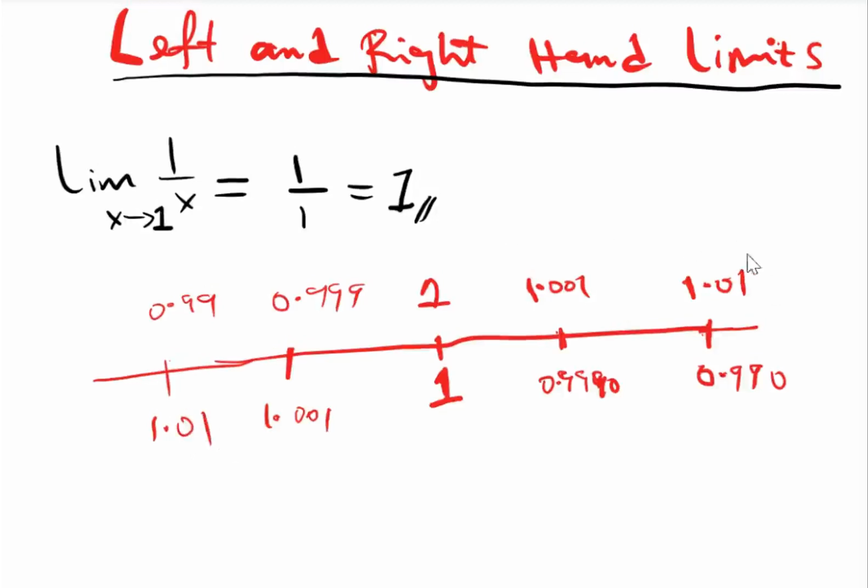At this point, we can say that as x moves from the right towards 1, then our limit as well gets closer to 1. And as x moves from the left close to 1, we can see that our limit approaches 1 as well. At this point, we can draw an inference by saying that we can approach our limit either from the left or from the right.